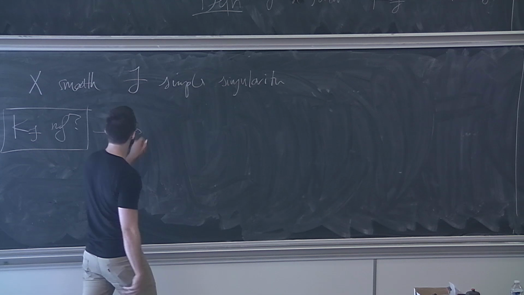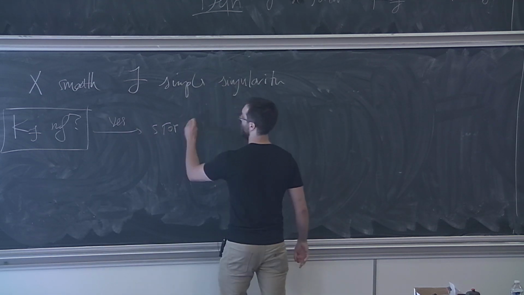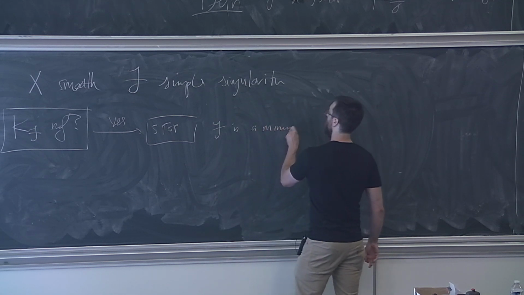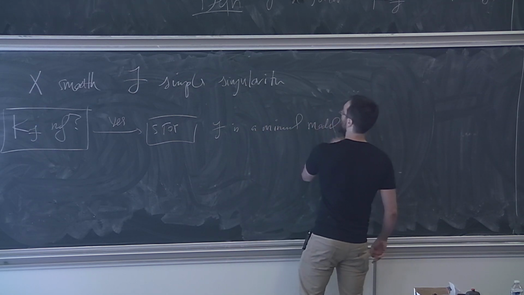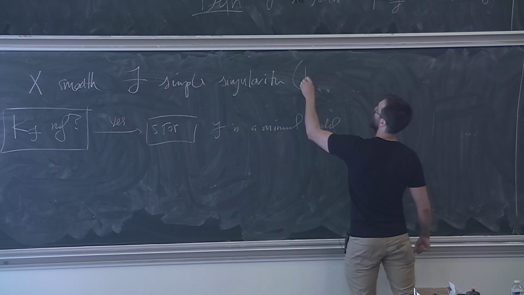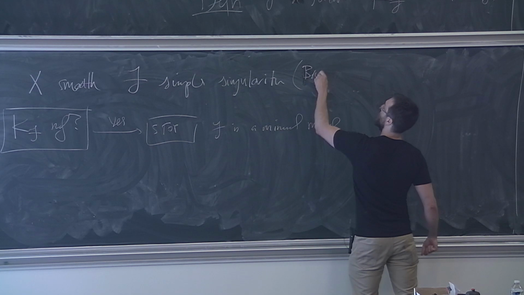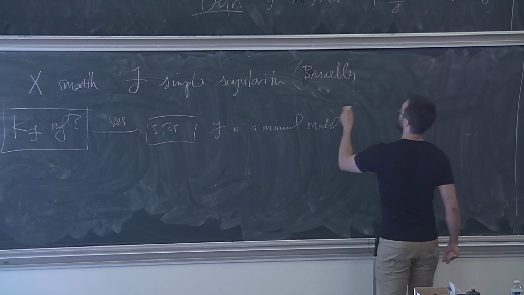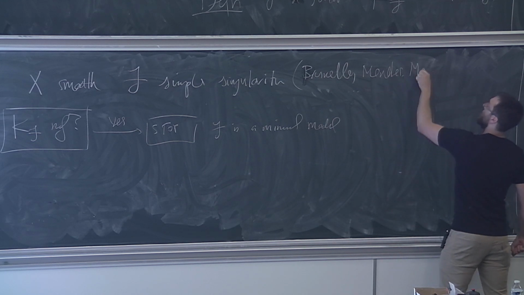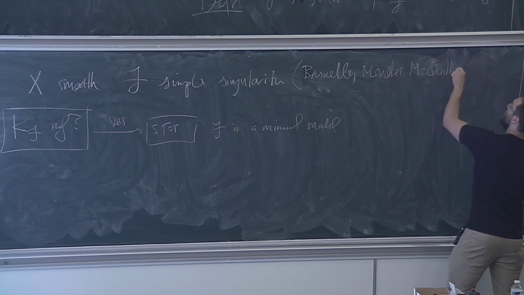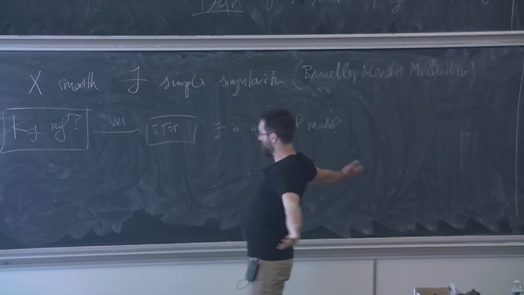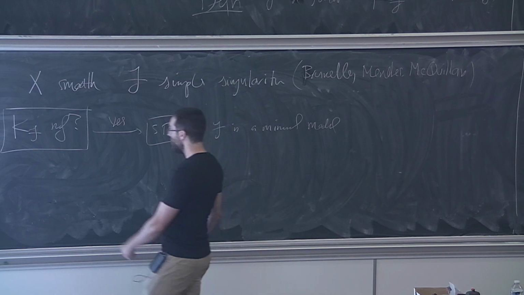If the answer is yes, then we stop. We have a minimal model, so F is a minimal model. I should mention that this is a bunch of work from Brunella, Mendez, and McQuillan. So if K_F is nef, there's nothing to do. We have a minimal model.